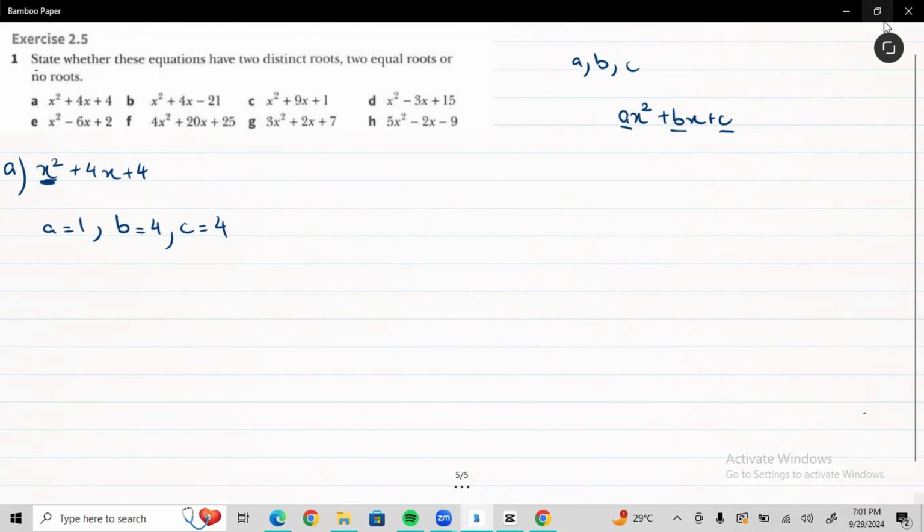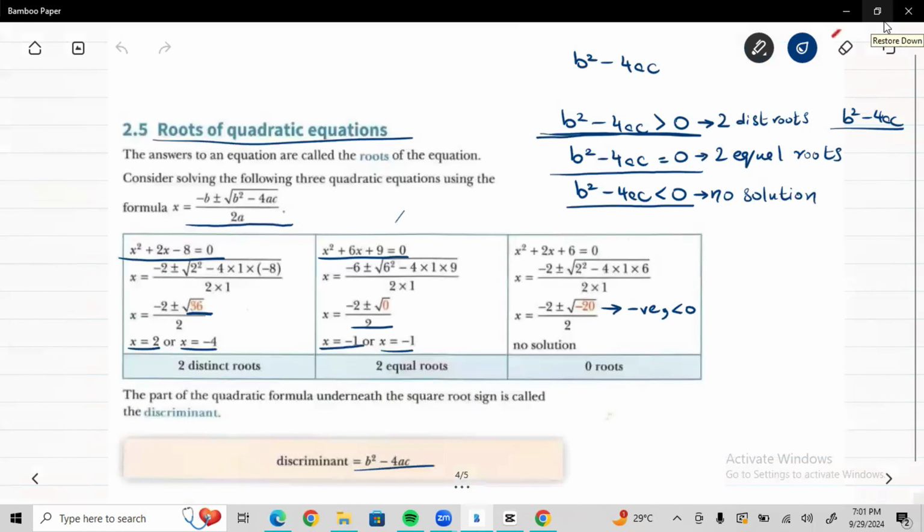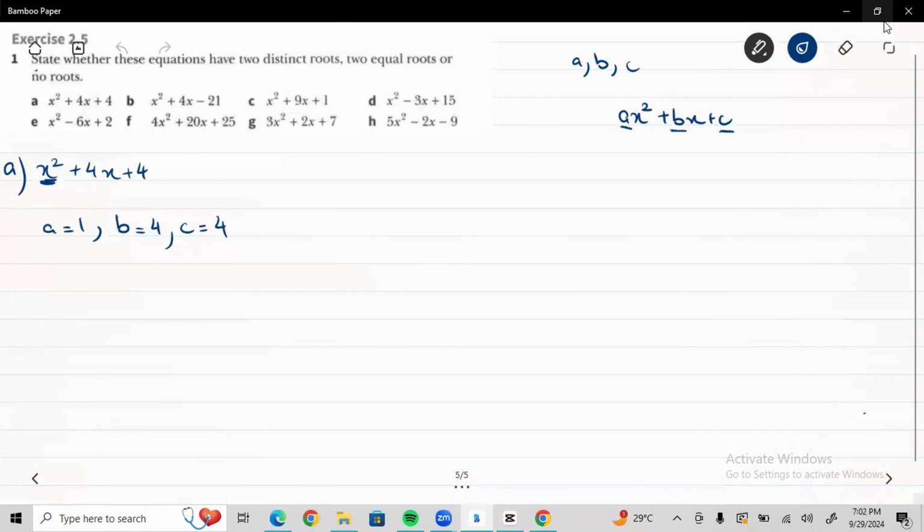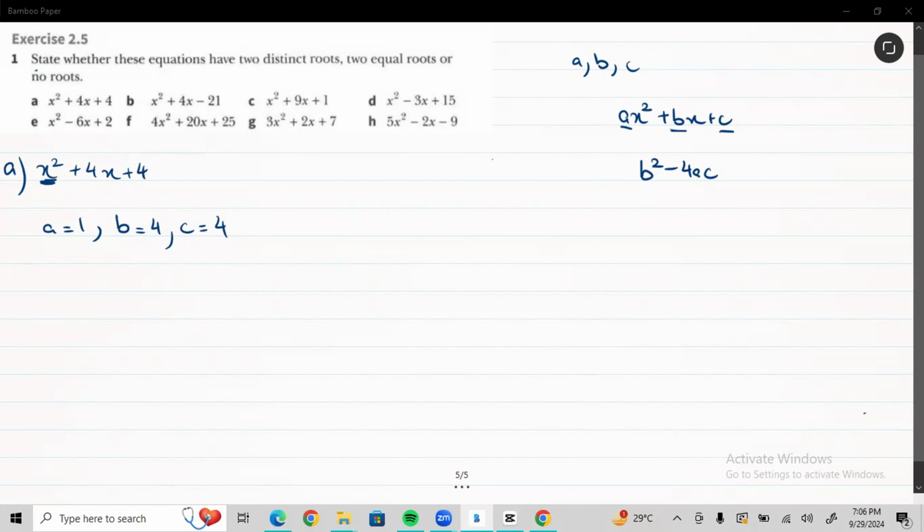Let me just clarify that we are going to find everything with the help of the discriminant. We are not going to apply the whole quadratic formula which is written here. We are only going to use the discriminant to find the number of roots for our equation. Okay, so now we are going to use our discriminant b squared minus 4ac.